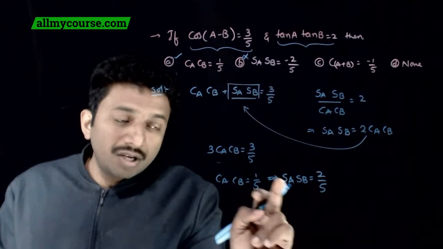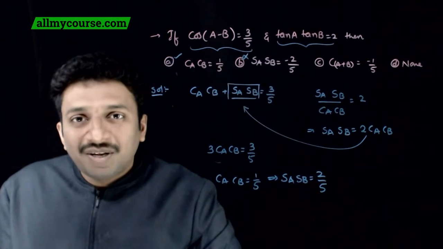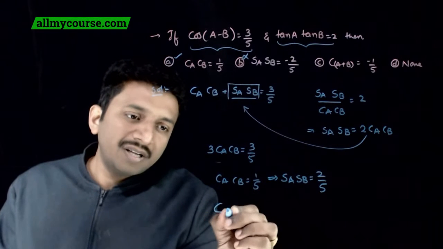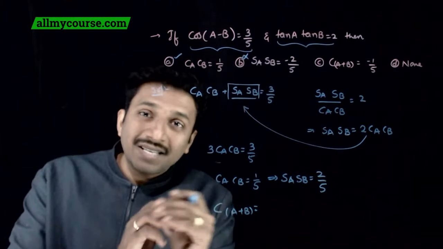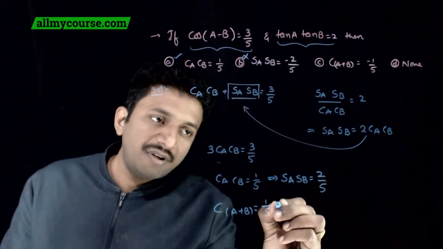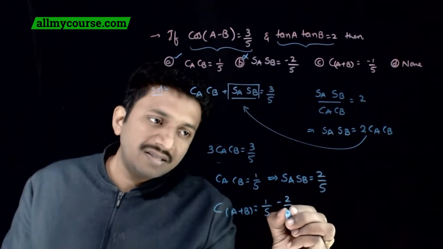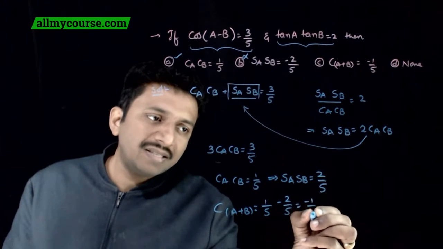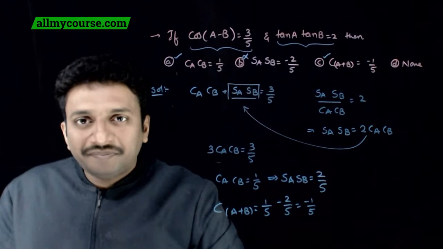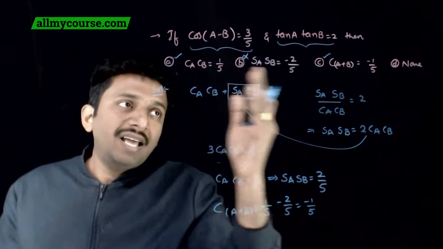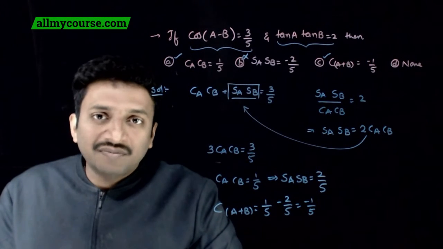Now once you have cos A cos B and sin A sin B, what is cos of (A + B)? So cos of (A + B) is nothing but cos A cos B minus sin A sin B. Cos A cos B is 1/5 minus sin A sin B, which is 2/5. That is equal to −1/5. So option C is also right. So options A and C are the right answers for this question.